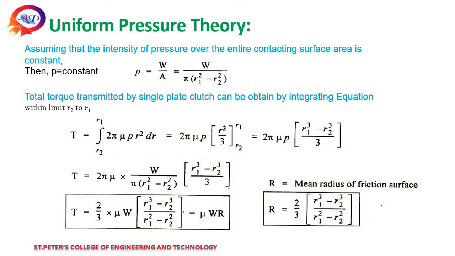Therefore, from the derivations, we get the final equation: torque T equal to mu into W into R. Here R is the mean radius. In case of uniform pressure theory, the mean radius is R equal to 2 by 3 into R1 cube minus R2 cube divided by R1 square minus R2 square. Here 2 by 3 is there, and in this place 3 by 2 is there, a simple concept. R equal to 2 by 3 into R1 cube minus R2 cube by R1 square minus R2 square. This is in case of uniform pressure theory.